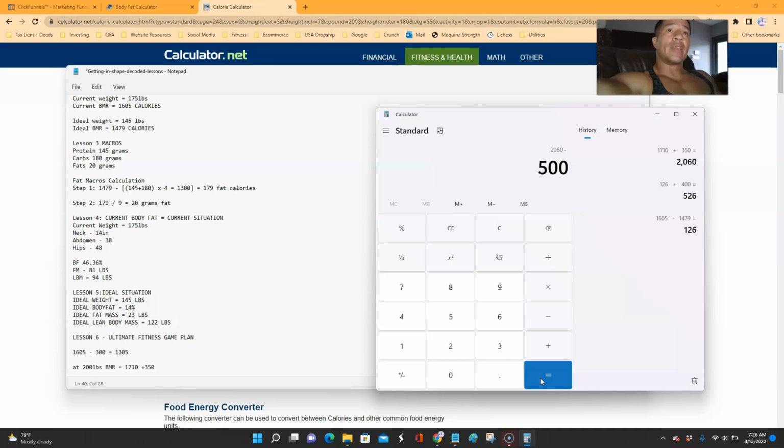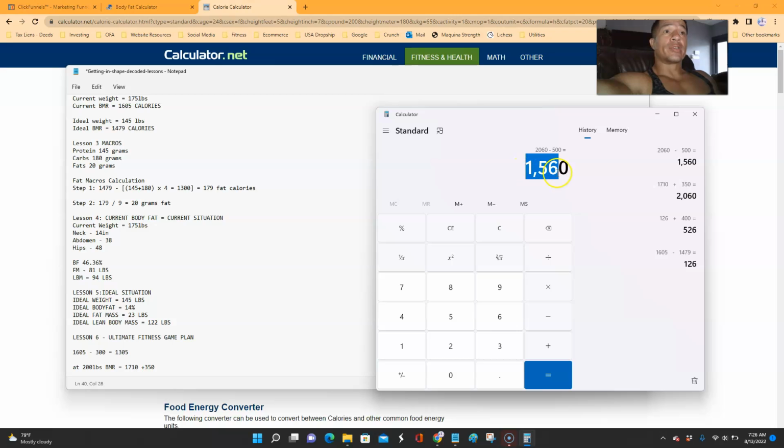But if you feel okay and you don't feel hungry and you don't feel like you're dying, by all means go for it. But if you start feeling hungry, eat a little bit more. But notice that here, 2060 minus 500 is 1560. Our ideal BMR is 1479. So if she weighs 200 pounds and she's that far away, at 145 ideal, she's 55 pounds away.